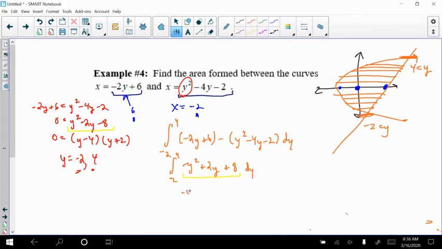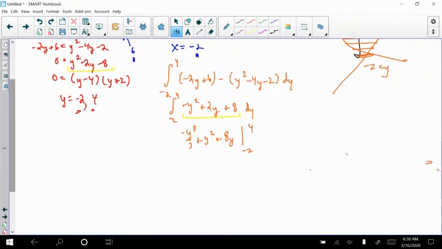So the antiderivative: we have negative y cubed over 3 plus y squared plus 8y, evaluated from negative 2 to 4. Okay, 4 cubed is 64, so we get negative 64 thirds plus 16, which is 4 squared, plus 32, which is 8 times 4, minus, and again using parentheses so I don't make a sign error, negative 2 cubed is negative 8, so I have negative 8 thirds, because that negative is outside, plus negative 2 squared, which is 4, and then minus 16, because 8 times negative 2 is negative 16.